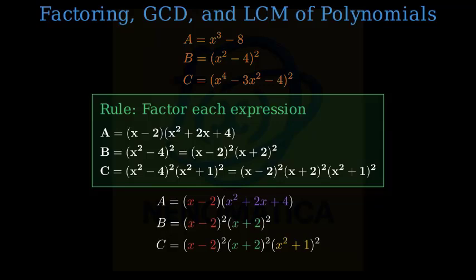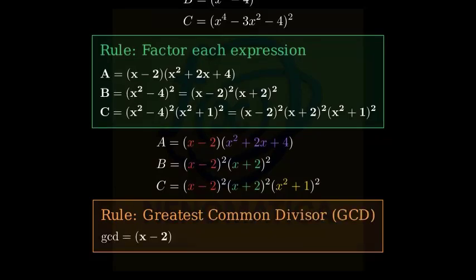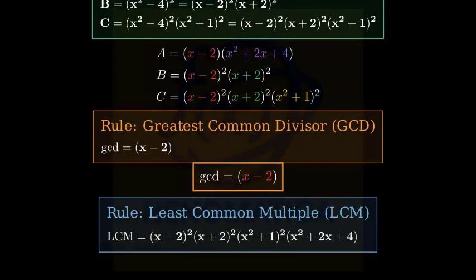Now, the greatest common divisor. The rule says take the product of the lowest powers of common factors across A, B, and C. Here, the only factor common to all 3 is x minus 2, with the smallest power being 1. Next, the least common multiple. The rule says take the product of the highest powers of all factors appearing in A, B, or C. That includes (x minus 2) squared, (x plus 2) squared, (x squared plus 1) squared, and x squared plus 2x plus 4.